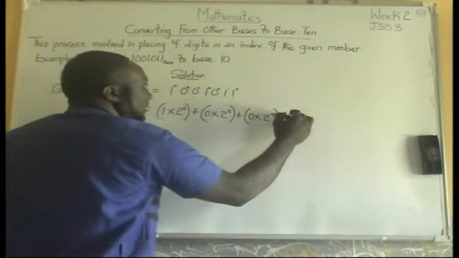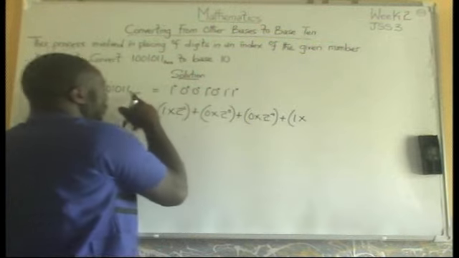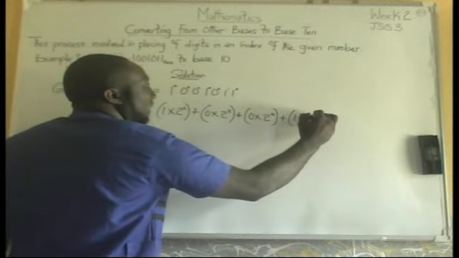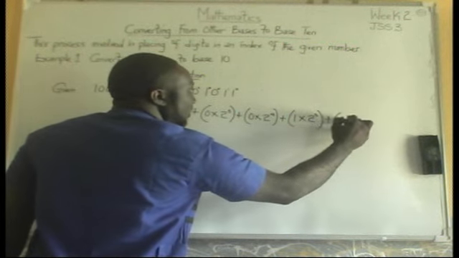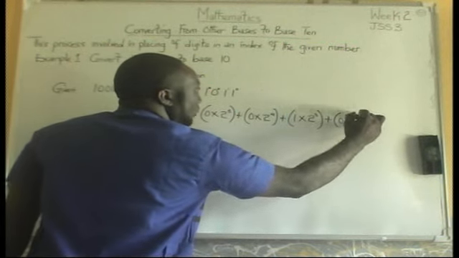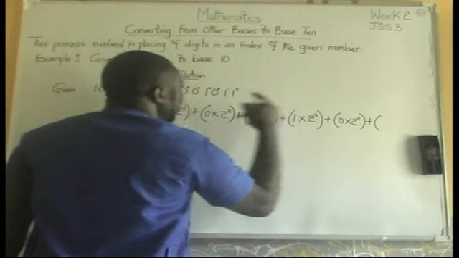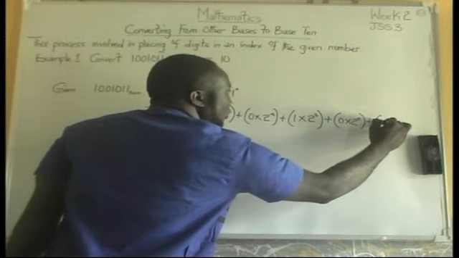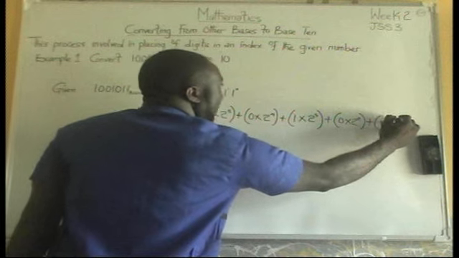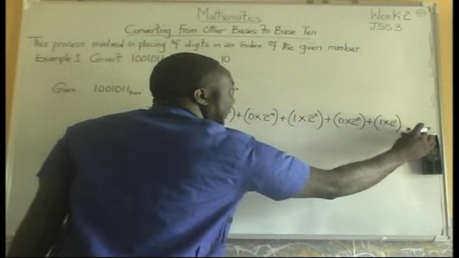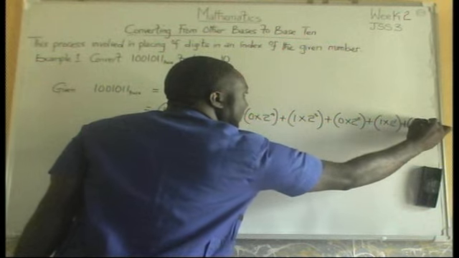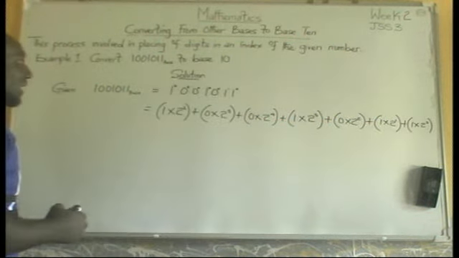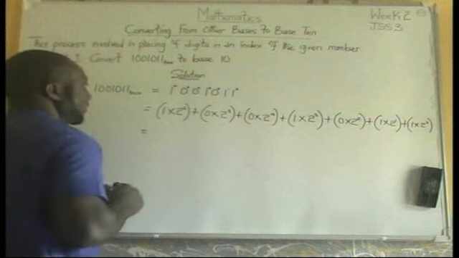Plus 1 times base 2 power 3. Plus 0 times base 2 power 2. Plus 1 times base 2 power 1. Then finally plus 1 times 2 power 0. We are done. Now let's move on.